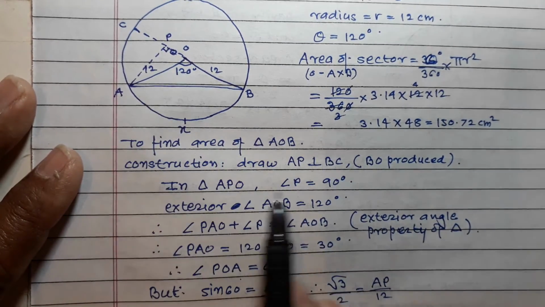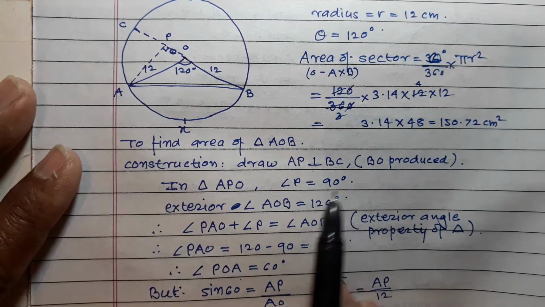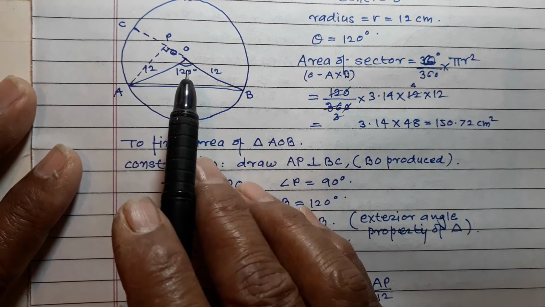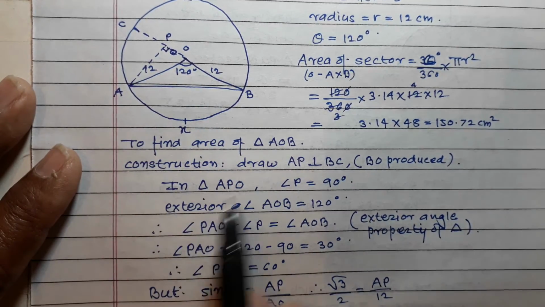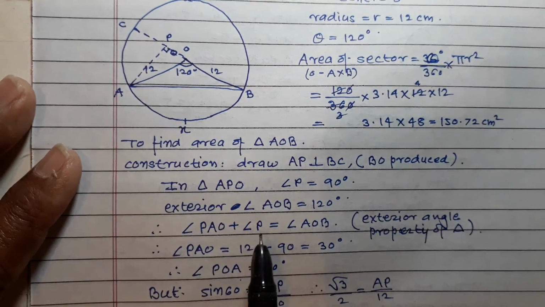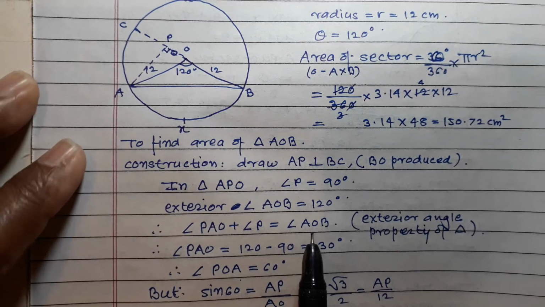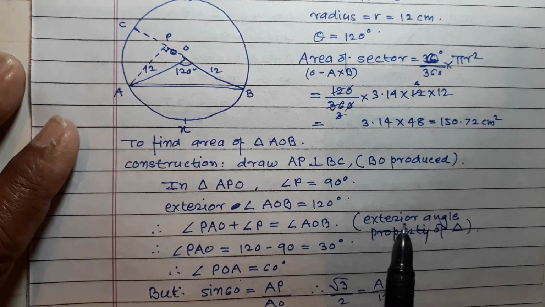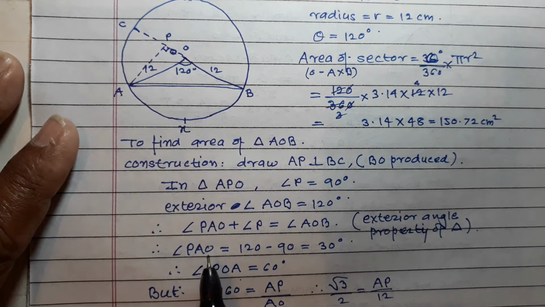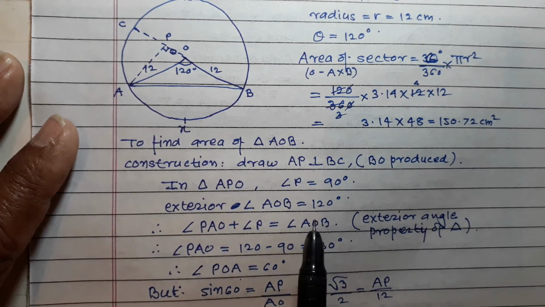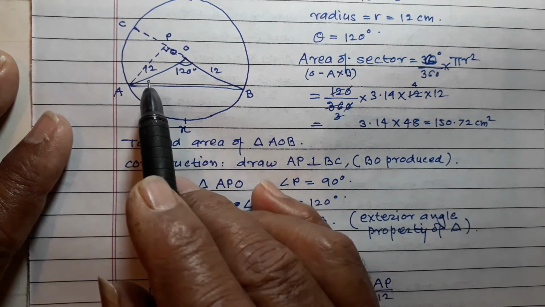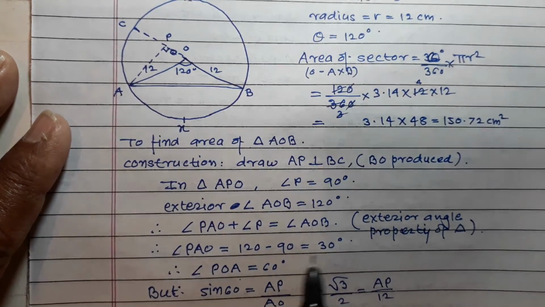angle P is equal to 90 degree. Exterior angle AOB is equal to 120, and therefore angle PAO plus angle P is equal to angle AOB, by the exterior angle property of triangle. Therefore angle PAO is equal to 120 minus 90, which gives you 30 degree. So this angle is equal to 30 degree.